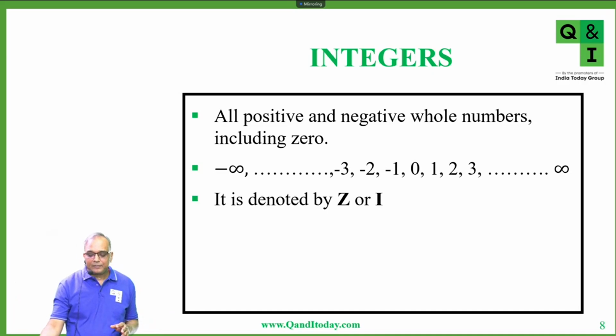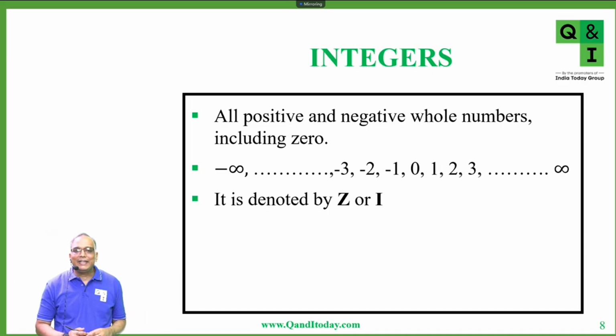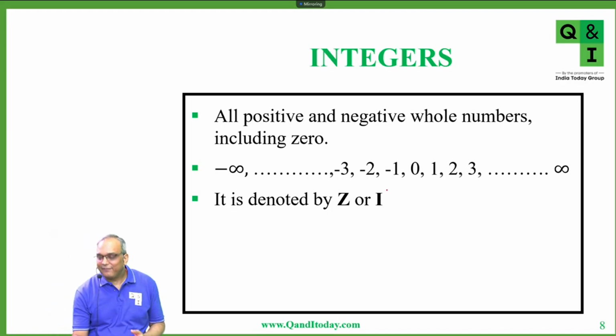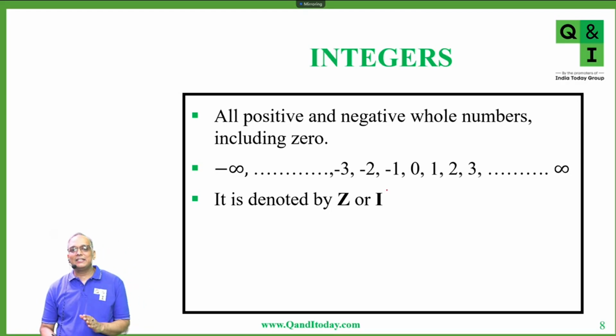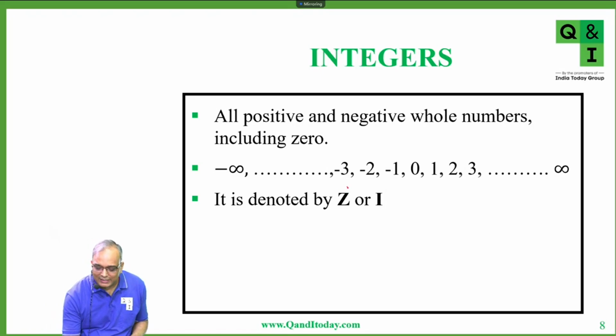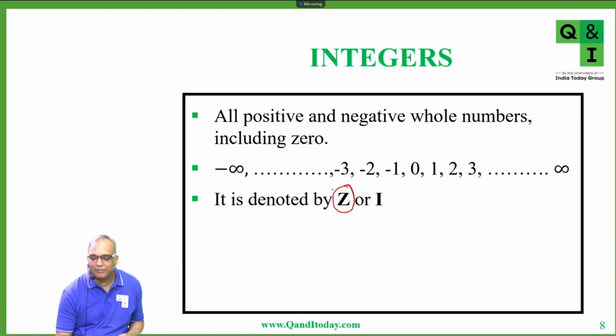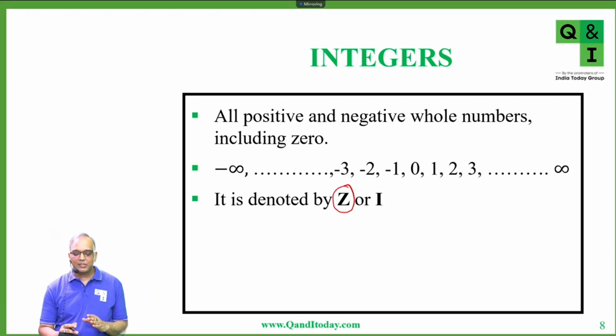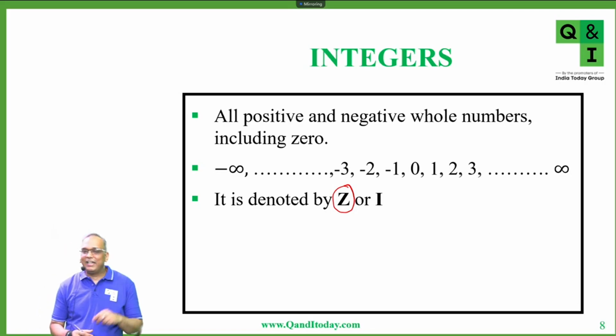Now, it is denoted by capital Z or I. Okay. So generally I is not used. It is mostly Z, which you will see in most of the books, used as the notation for integers, right? I is the initial of integer, we understand. Why do we use capital Z? Can someone tell me? Why do we use capital Z to denote integers?